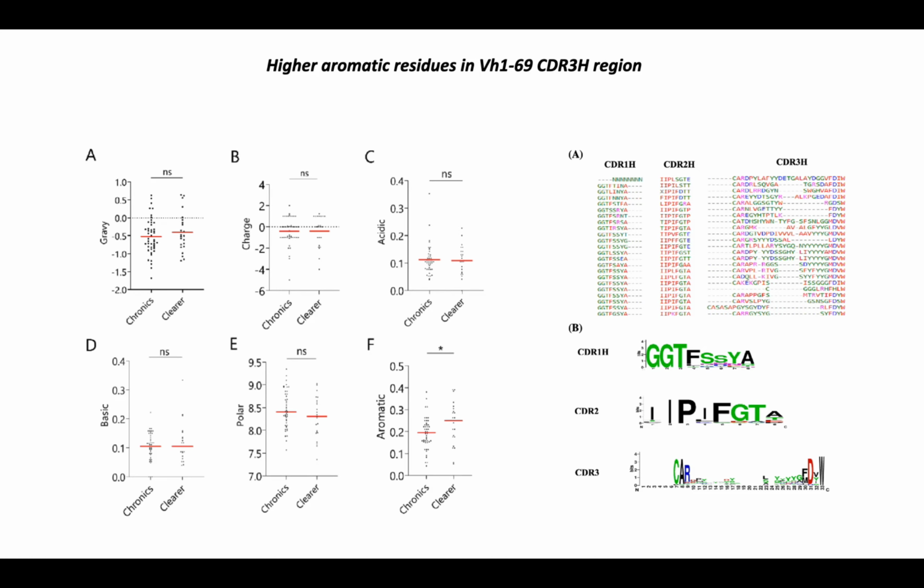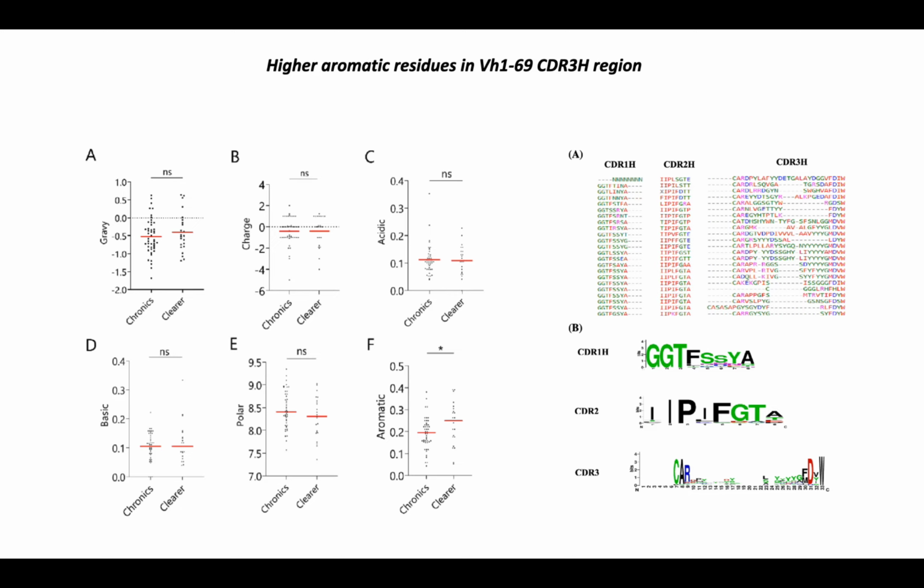So we isolated the physiochemical properties of these antibodies, such as GRAVY, charge, acidic, basic, and polar and aromatic residues of the CDR3 region. We observed this is non-significant, except aromaticity. Only in case of aromaticity we observed a significant increase in clearers, and we can see from here as well. In case of CDR3 region, we have presence of more tyrosine residues, and these antibodies which show these sort of signatures have high prevalence for broad-neutralizing antibodies.